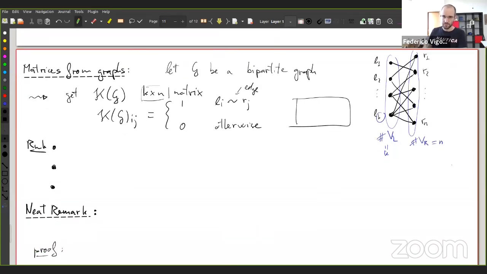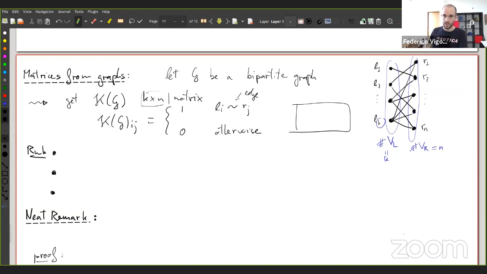And the remark is that now the elements in F2 to the N minus 0 are in one-to-one correspondence with non-empty subsets of vertices on the right, because we just give 1 to a vertex if we have it, and 0 if we don't. So there is this one-to-one correspondence.